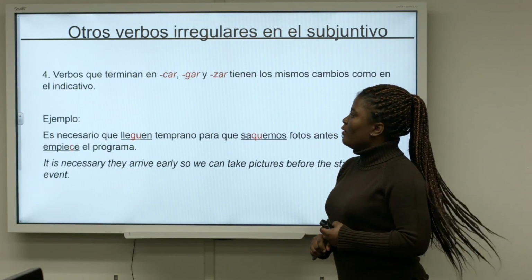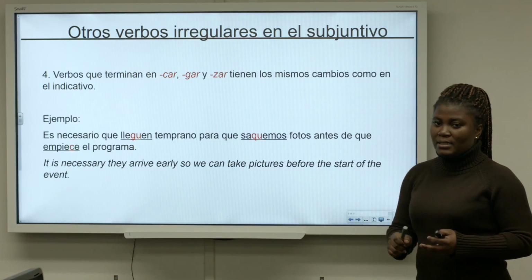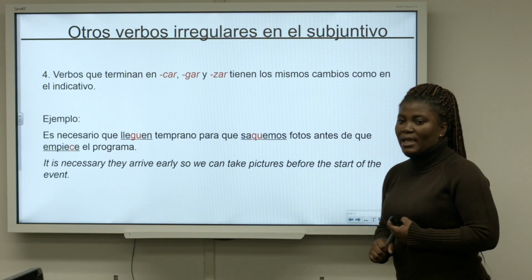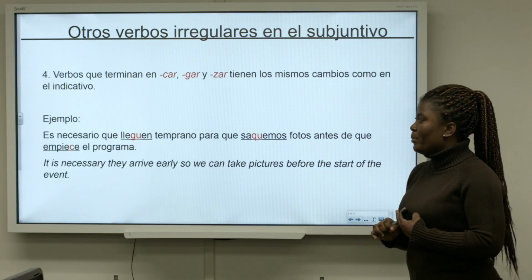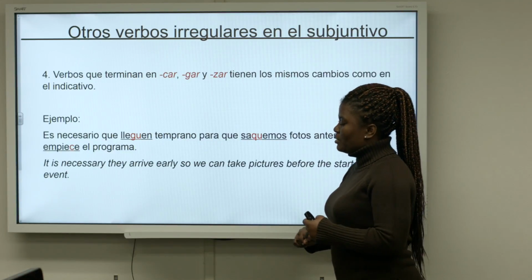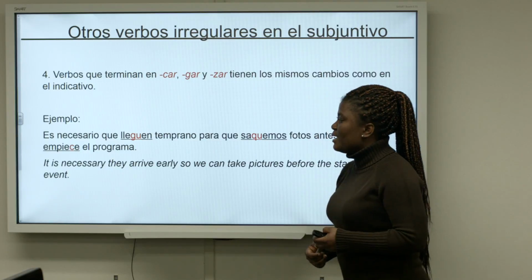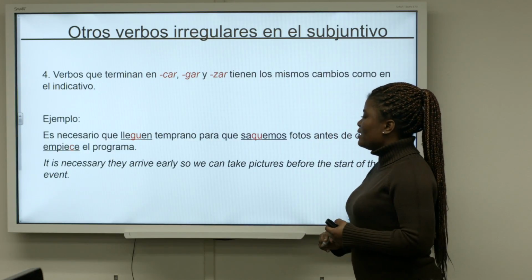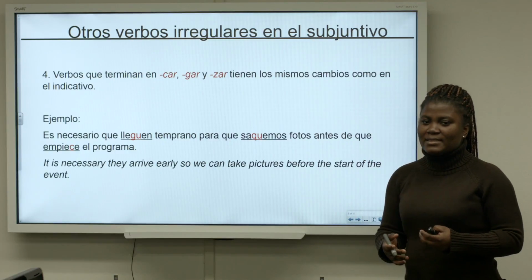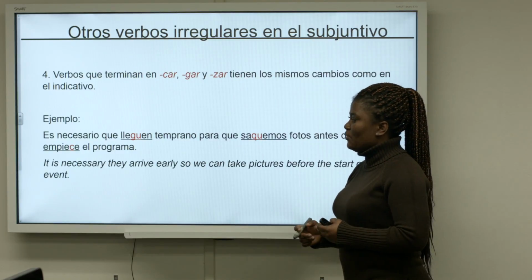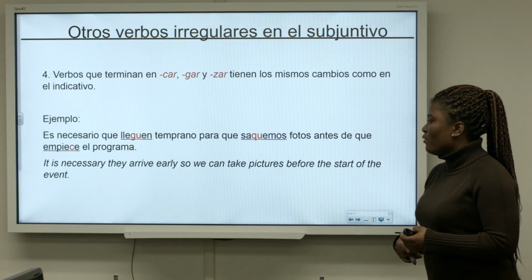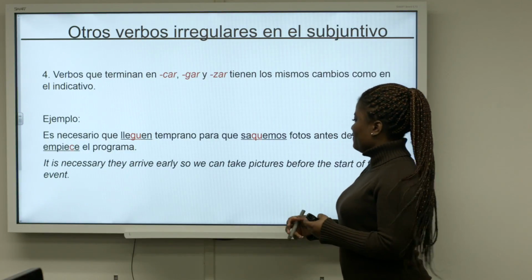The fourth group, the verbs which end in CAR, GAR, and ZAR, would have the same changes as though they were in the indicative mode. So we have an example. Es necesario que lleguen temprano para que saquemos fotos antes de que empiece el programa. So it is necessary they arrive early so we can take pictures before the start of the event.